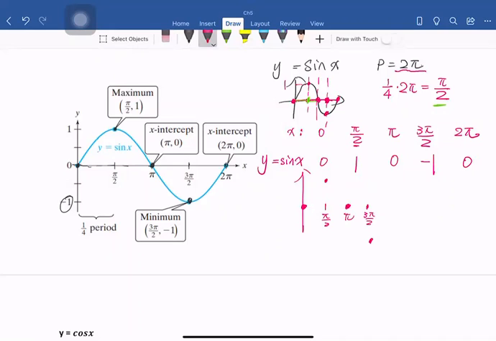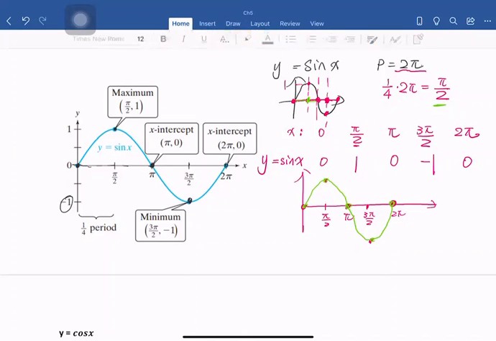And the next point is 2 pi. The point is here. So let's line them up. I have 5 points here, and I get this shape of sine x in one cycle.